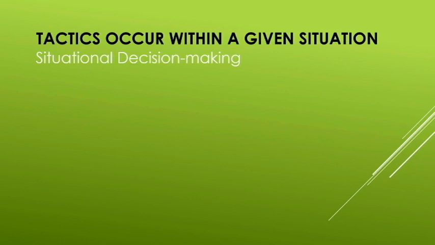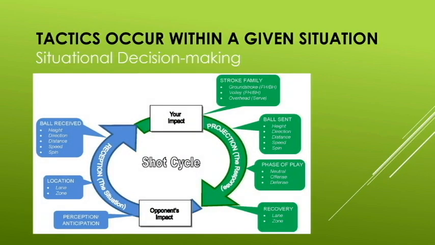To link tactical and technical training together, we need to understand that tactics occur within specific situations. Defining those situations allows coaches to understand the elements they need to develop. In the Canadian system, the core of every situation is what we call the shot cycle. And the shot cycle has two halves. The first is everything a player must deal with to receive the ball. This creates the situation and presents a problem for the players to solve. It includes the ball received, the location of the players, and the perception or the anticipation that can occur.